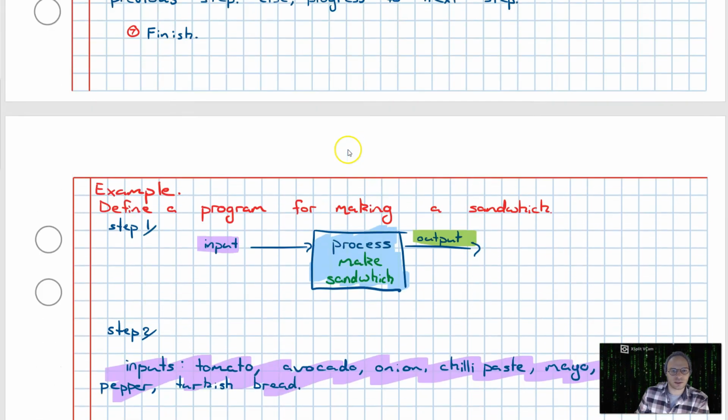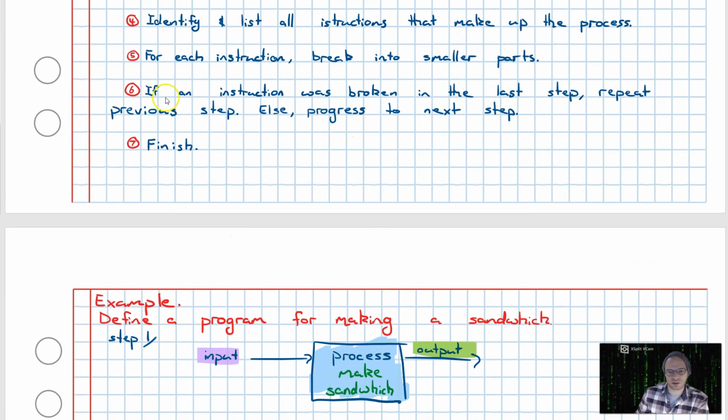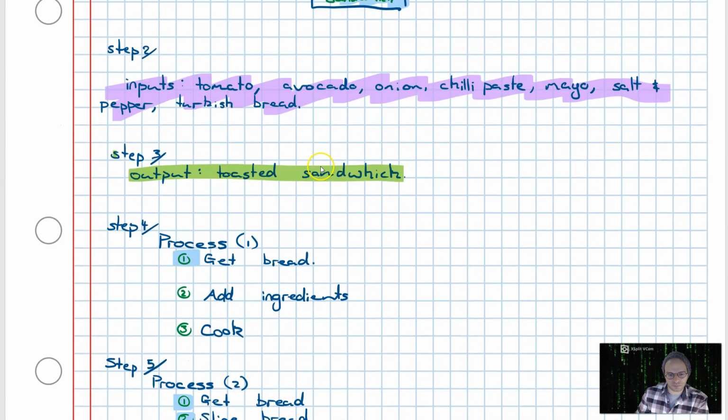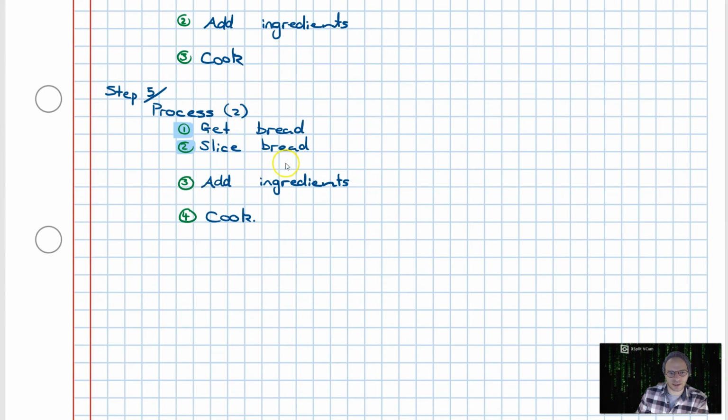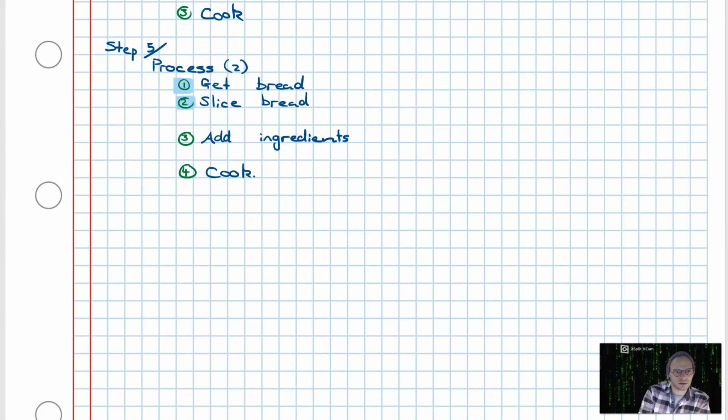Alright, now looking back at step 6, we have to, if an instruction was broken into the last step, repeat previous step. So we're going to try and break this down even further. So I'll go process, and this will be my 3rd attempt at defining the process.